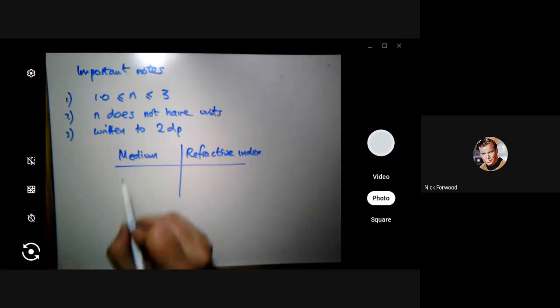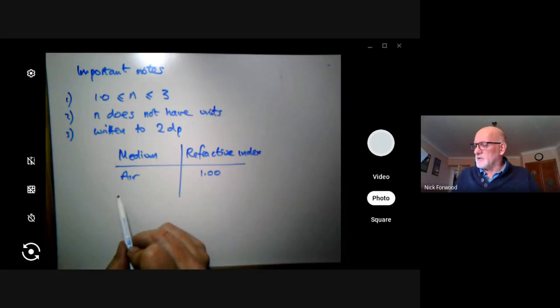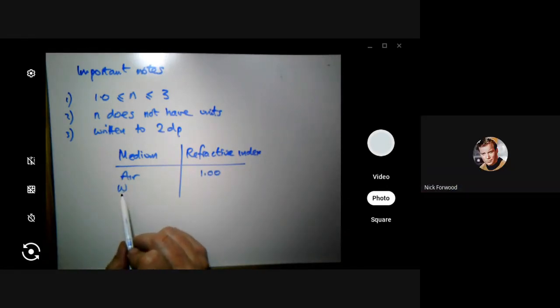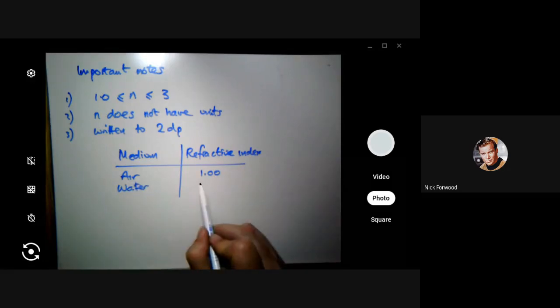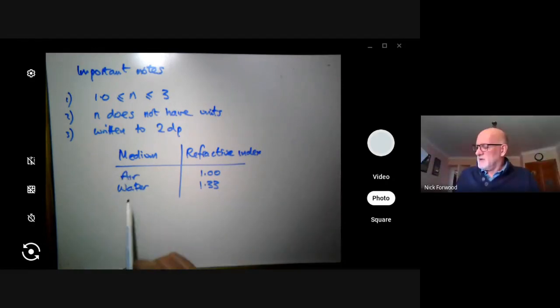So air, 1.00, water. Did I say 2.26 before? That was rubbish. That was actually the speed of light in water. So ignore what I said earlier, complete garbage. That ratio of 3 times 10 to the power of 8 and 2.26 times 10 to the power of 8, which is the ratio of speeds in air and water. The reduction factor, that's 1.33.